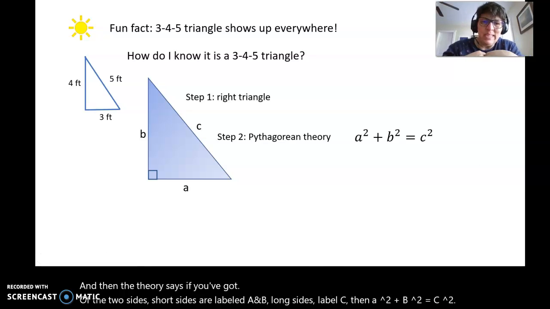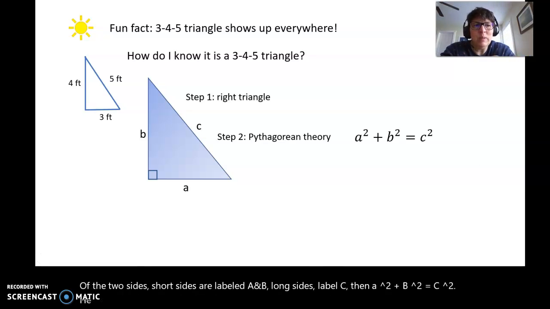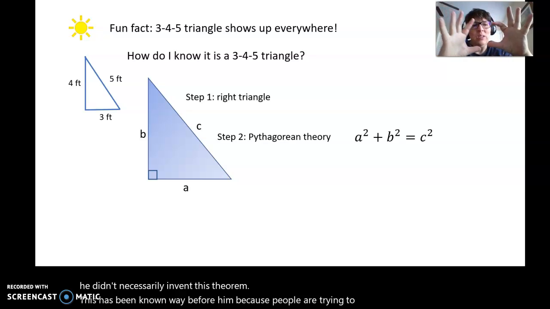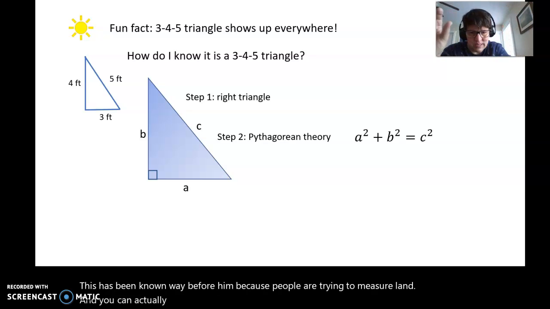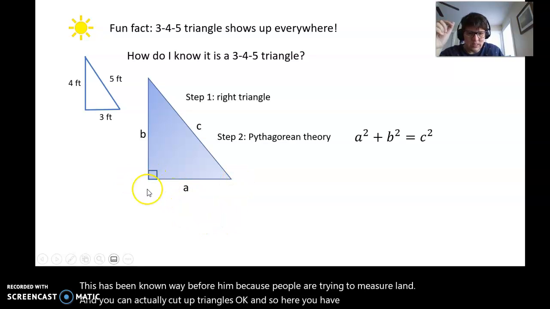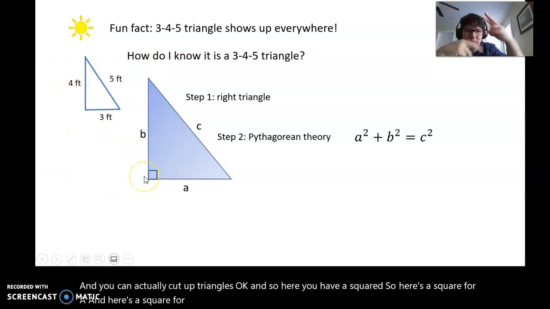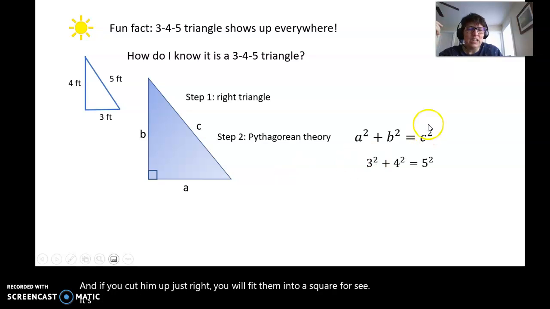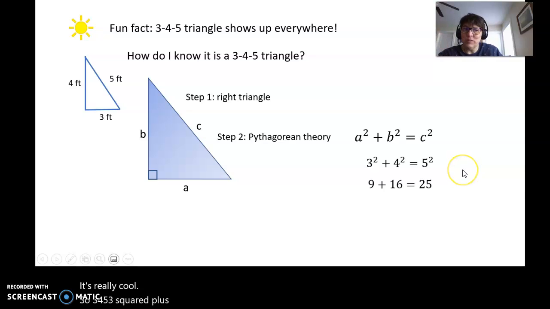And he didn't necessarily invent this theorem. This has been known way before him because people were trying to measure land. And you can actually cut up triangles. So here you have A squared. So here's a square for A. And here's a square for B. And if you cut them up just right, you will fit them into a square for C. It's really cool. So 3, 4, 5: 3 squared plus 4 squared equals 5 squared.